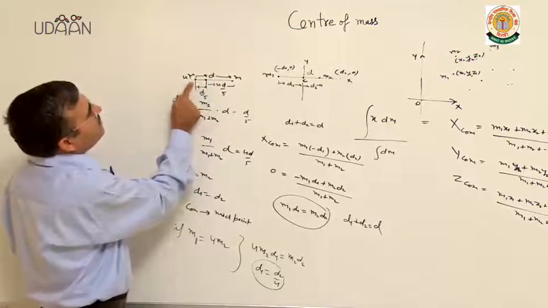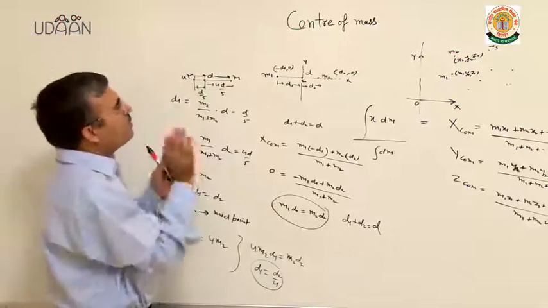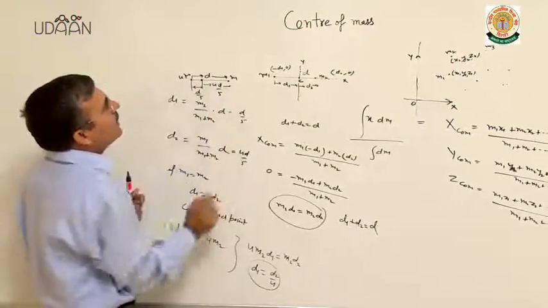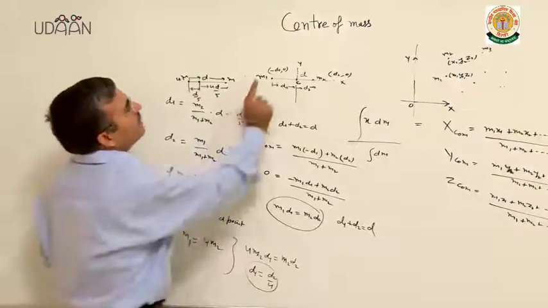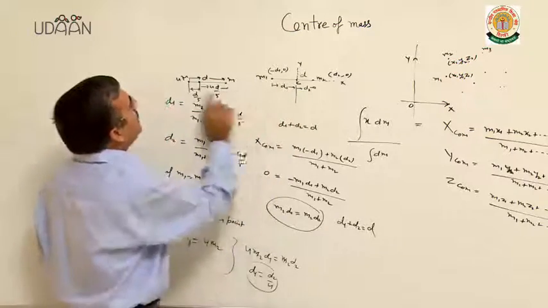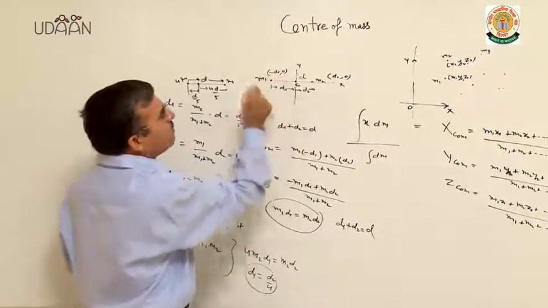So, from this very simple example, one thing is clear: the center of mass is nearer to the larger mass, and the center of mass in the case of two points lies on the line joining them. If these masses are the same, then the center of mass is at the midpoint.